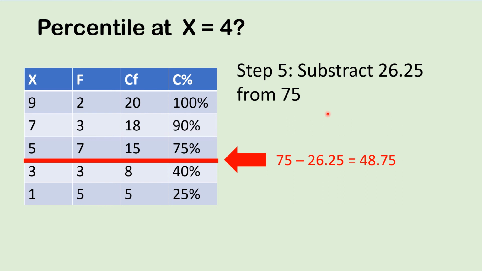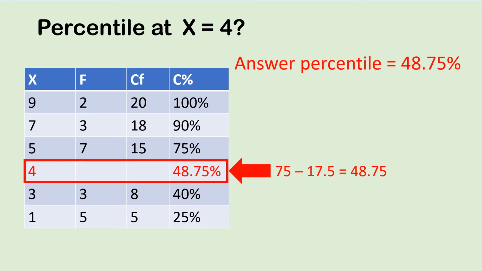And now the last step, once we have this value, we can subtract that from the upper limit on the percentile side. So all we do now is take 75, subtract that value we calculated to now get our answer of 48.75. And here is the answer. A percentile when x equals 4 is actually 48.75.